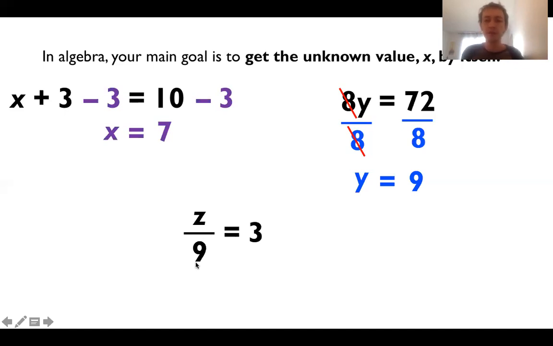Well, we've got a number divided by 9. The opposite of dividing by 9 is multiplying by 9. Remember, that's what these brackets mean. So 9 times z divided by 9, we'll cancel that out. But wait, I've got to multiply this side by 9 as well. So we cancel out these 9s because 9 times z divided by 9 is going to be just z. And 3 times 9 is 27. So that is your goal in algebra. Get the letter or the symbol, whatever you're working with, by itself.